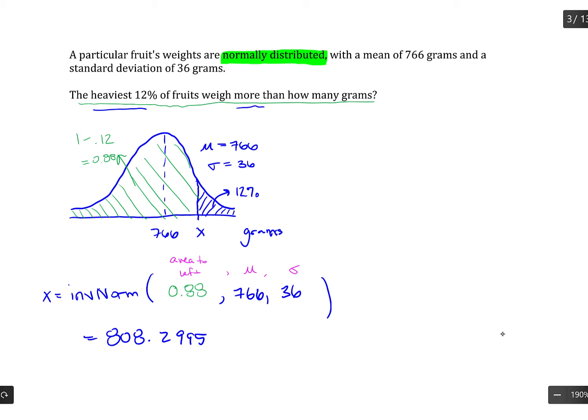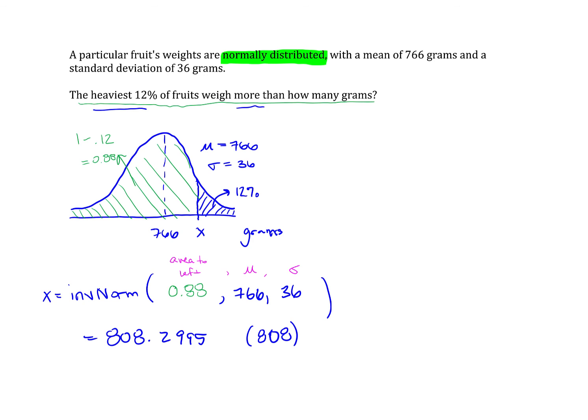Then you just have to follow the rounding rules for the particular problem that you're working. Generally, the recommended rounding rule is to round to the same accuracy as the original mean and standard deviation. And since those are both to the nearest integer, 808 is probably a perfectly acceptable answer in this case. But follow any rounding rules that are given in the problem.